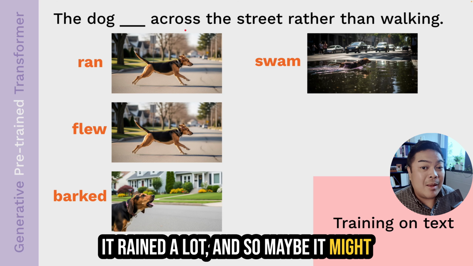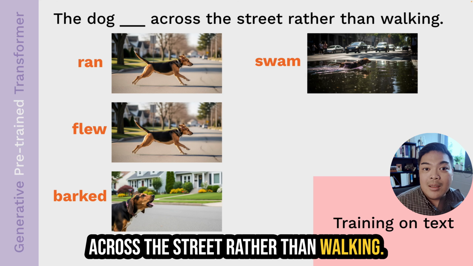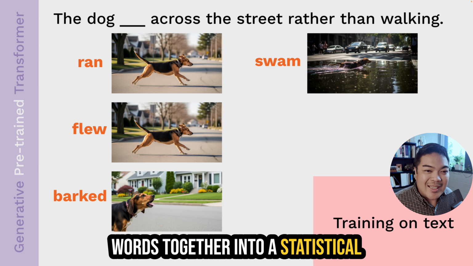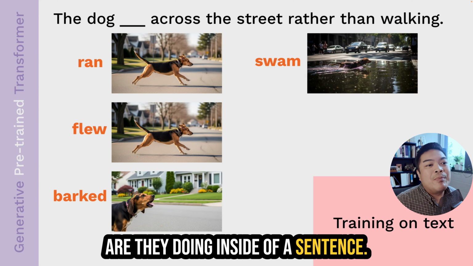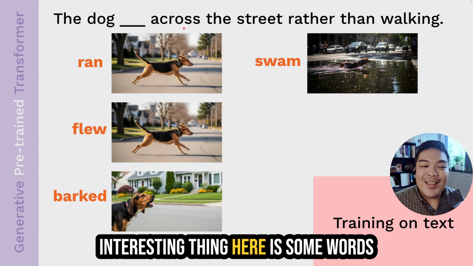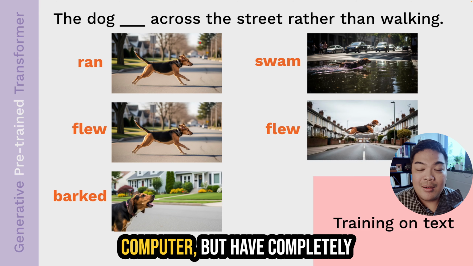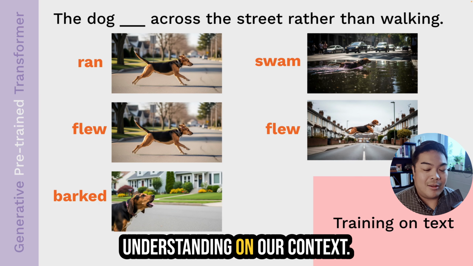And so maybe it might be likely to say that the dog swam across the street rather than walking. So you start to build all of these words together into a statistical understanding of functionally what they are doing inside of a sentence. And again, the tricky and very interesting thing here is some words can look exactly the same to the computer, but have completely different meaning based on our understanding and our context.